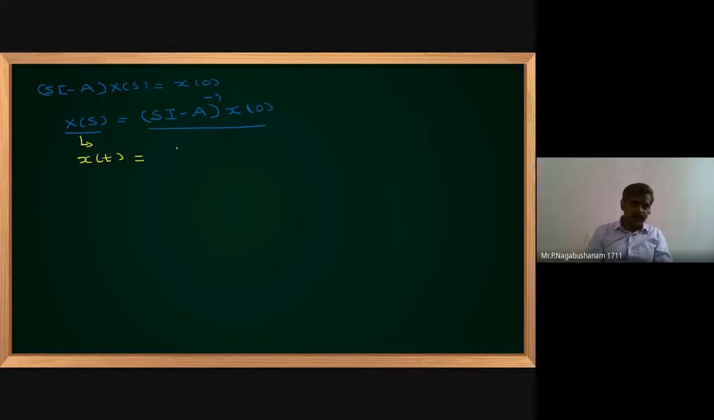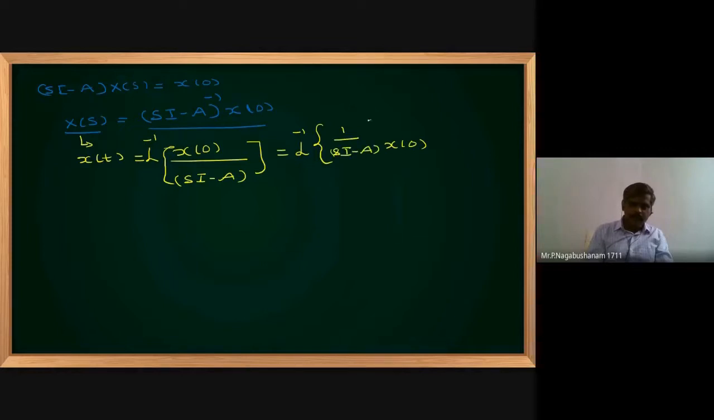inverse Laplace, otherwise let me write this one as L inverse, numerator is x(0), time domain, that is a value, over (sI minus A). So x(0) is the constant. x(0) is a constant. I'm taking it outside. Then L inverse of 1 by (sI minus A) is nothing but e power At. Then outside is x(0). Very, very important. Finally, I got the solution of the state equation: e power At into x(0).